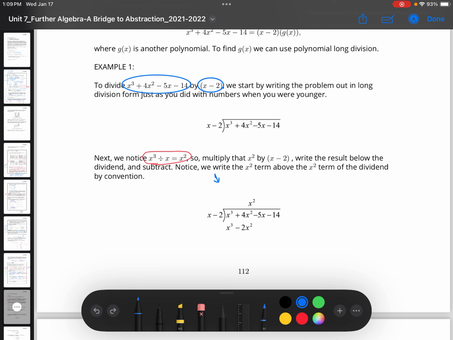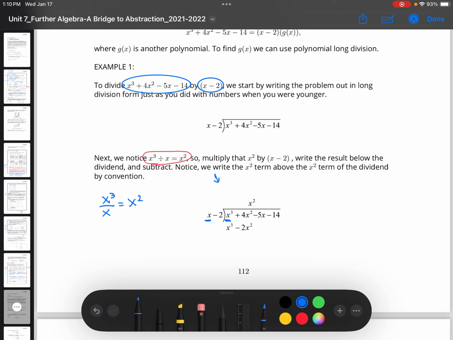Now, to figure out the first term that goes right there, we take the leading term here, which is x cubed, and we divide it by the leading term in the divisor, which is x. That gives me an x squared, and this is how they came up with this letter. Then we distribute that x squared times that x, which gives us an x cubed. X squared times negative 2 gives us a negative 2x squared. I didn't notice that was already written there for me, but that's how I came up with that.